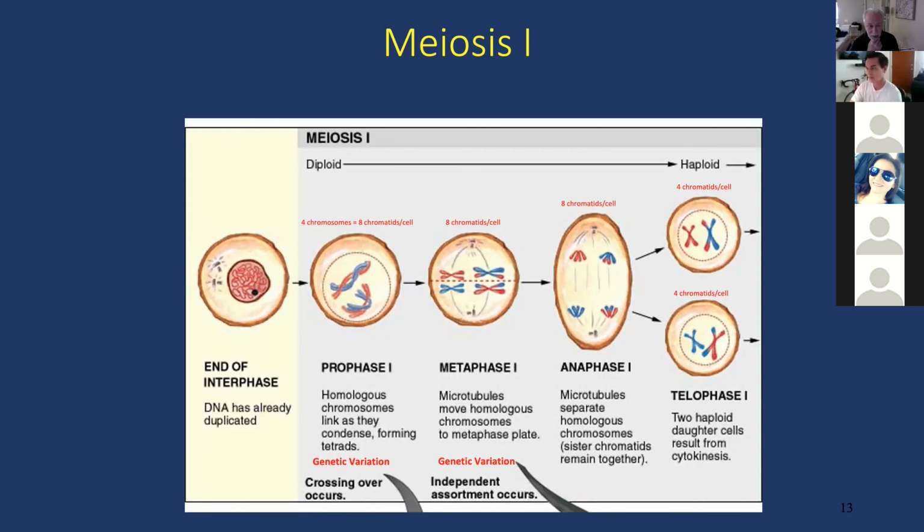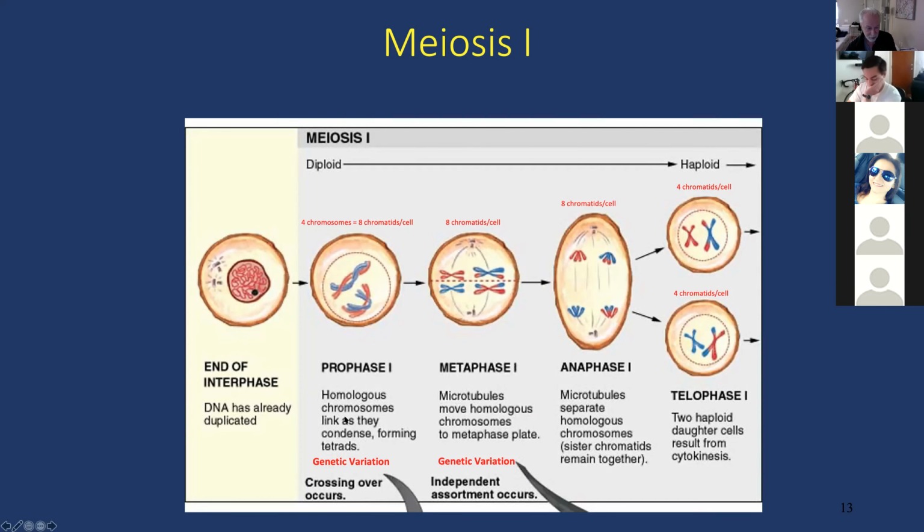There are two cell divisions in meiosis called meiosis 1 and meiosis 2. So if we start on the left here, at the end of interphase, so interphase is the same as it is in mitosis, and the interphase nucleus is diploid. So in this example, in prophase 1, we have 4 chromosomes, which means 8 chromatids.